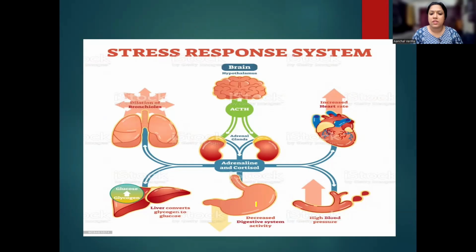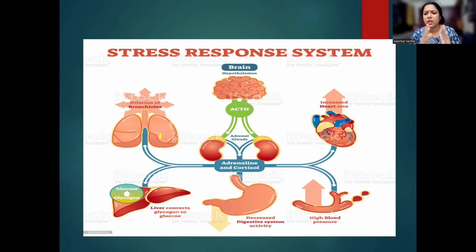Right. Then stress responses. Whenever there is stress, your brain senses the stress. It helps in the release of a hormone called ACTH, adrenocorticotropic hormone, and that helps in increasing the diameter of your windpipe so that more and more air can enter your lungs. Then that also helps in increasing the heart rate so that more and more blood supply can reach your required organs.